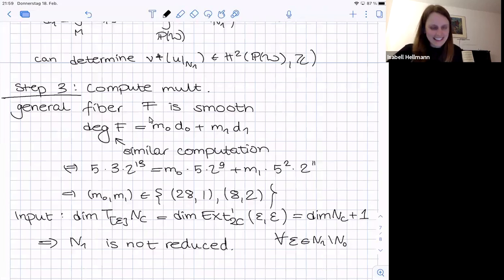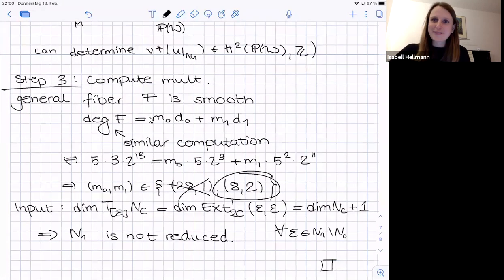So I'm very lucky here. This solution is ruled out, and I know what the multiplicities are. And this finishes the proof and my talk. So thanks a lot for listening.